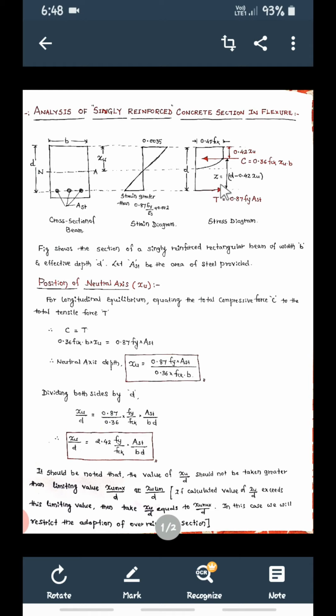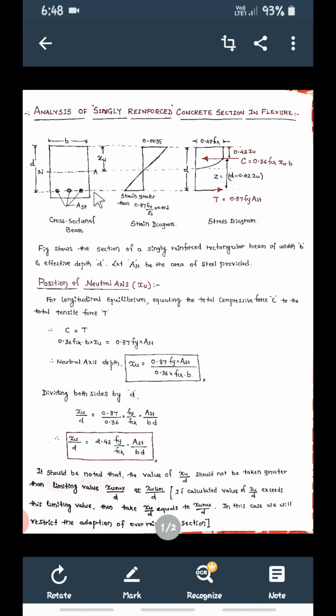Now what is the Z value? If this is D, and this is 0.42 XU, then what will be the remaining distance between these two forces? D minus 0.42 XU will be the distance between the total C and total T forces, and this is indicated as the lever arm.